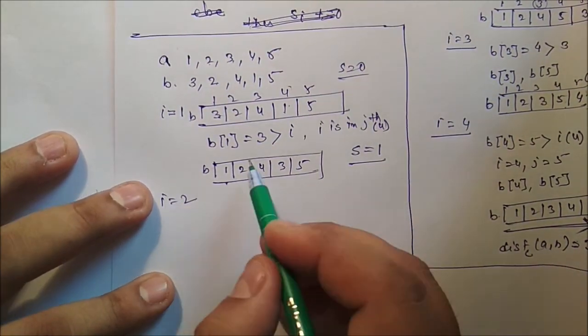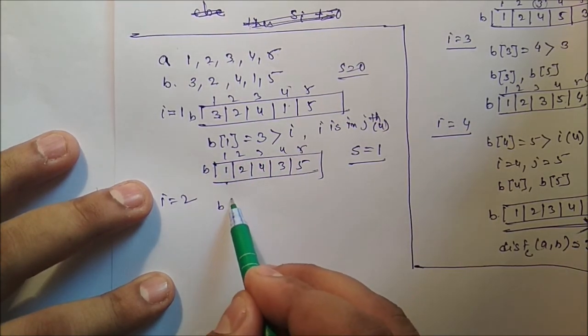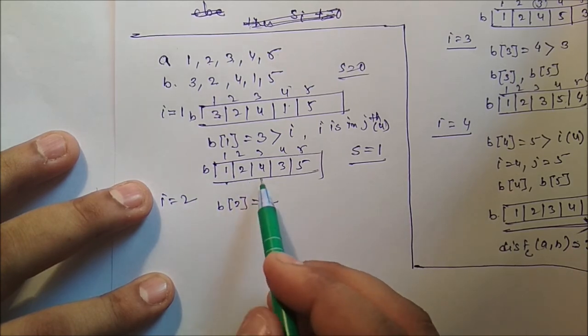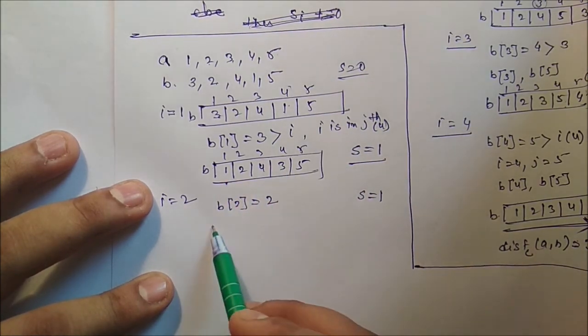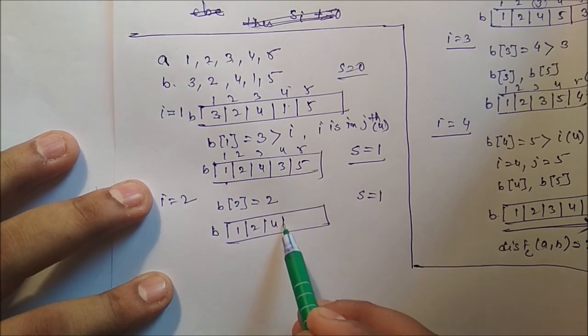Next, i is equal to 2. So 1, 2, 3, 4, 5. Now you can see B2 is equal to 2, which is not greater than 2. So don't do anything, keep S as it is and don't swap. That means B will be 1, 2, 4, 3, 5.